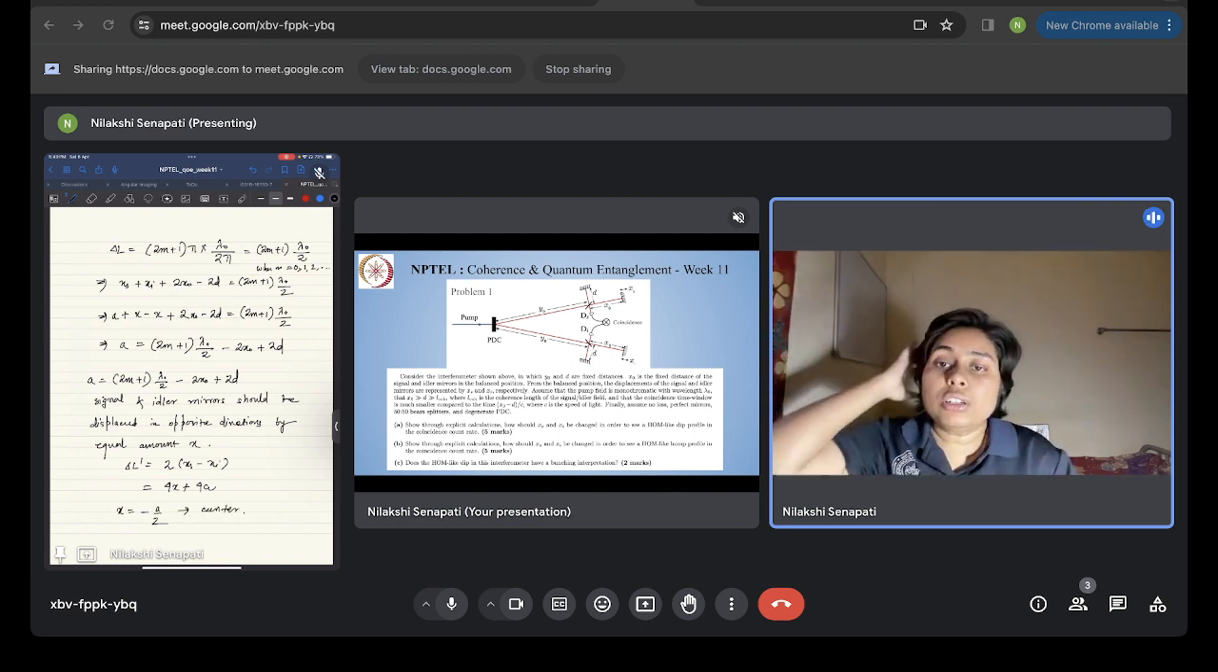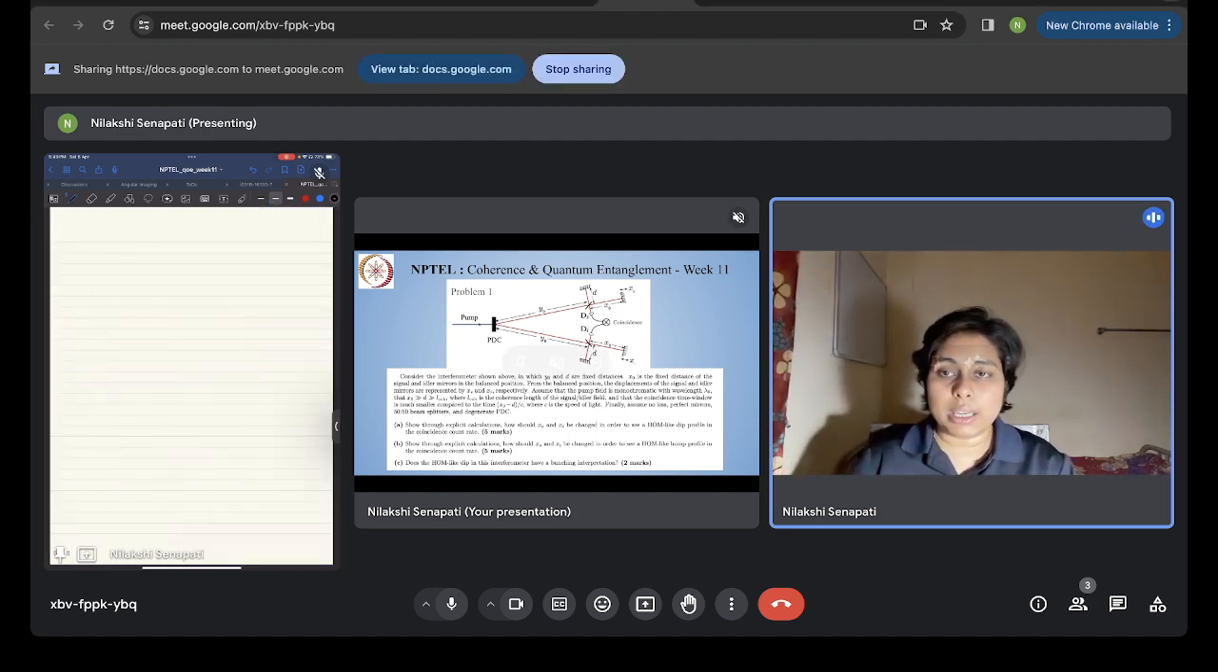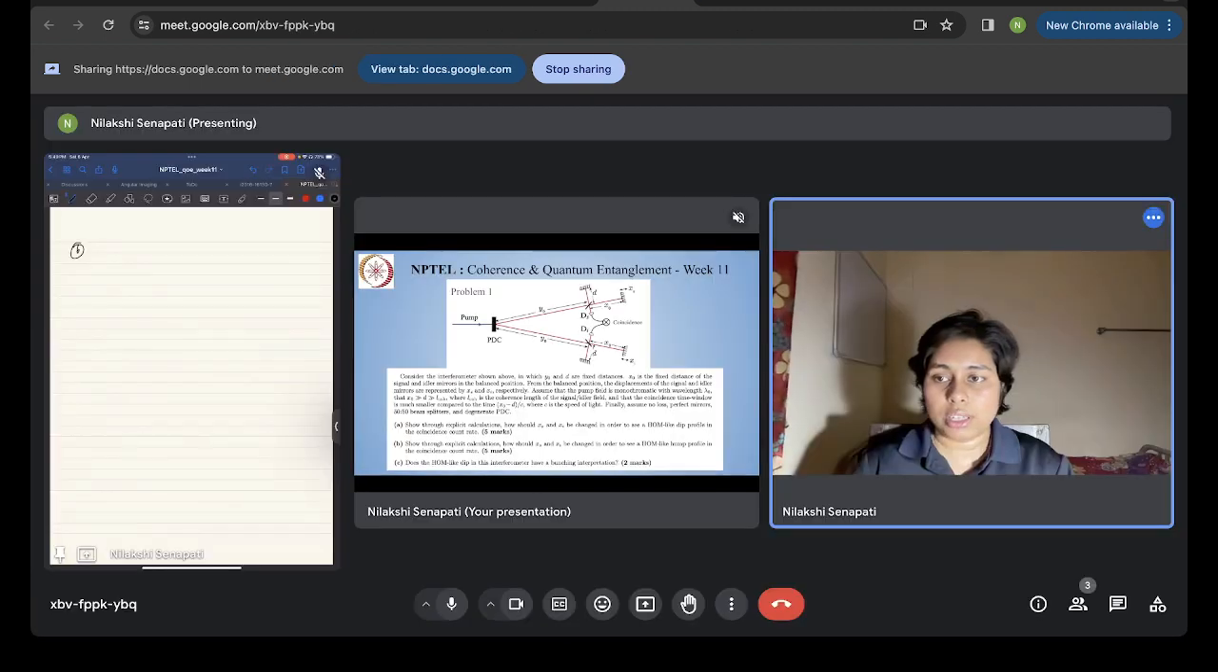In order to see a Hong-Ou-Mandel hump profile, which is given in part B, let me read the part B question. It is asking: through explicit calculations, how should xs and xi be changed in order to see the Hong-Ou-Mandel like hump profile in the coincidence count rate?